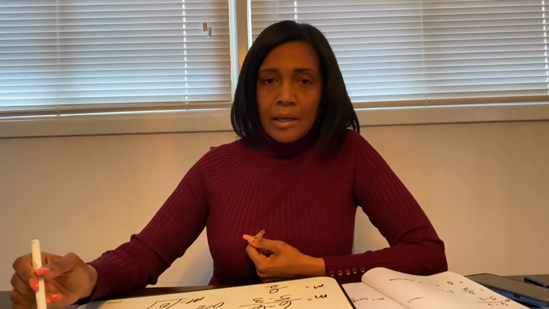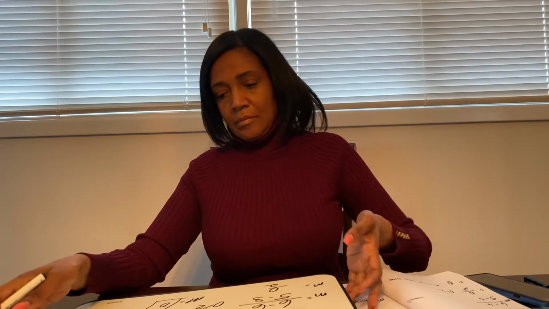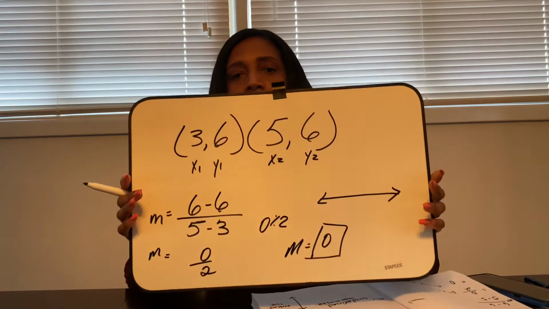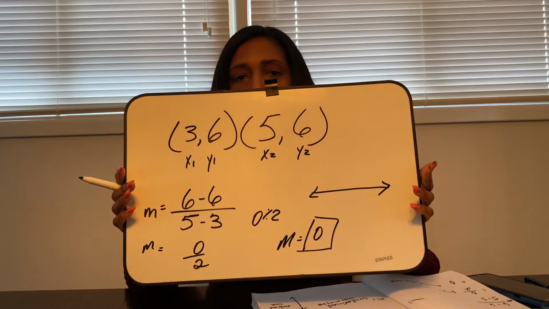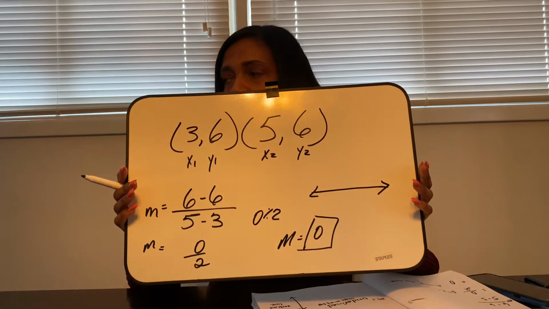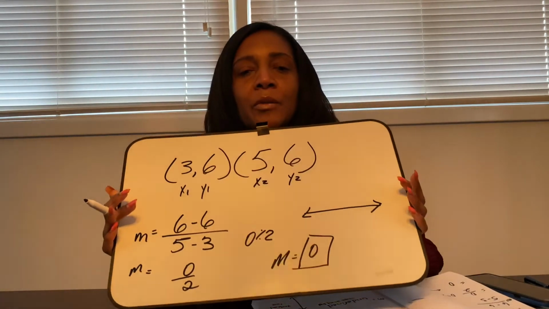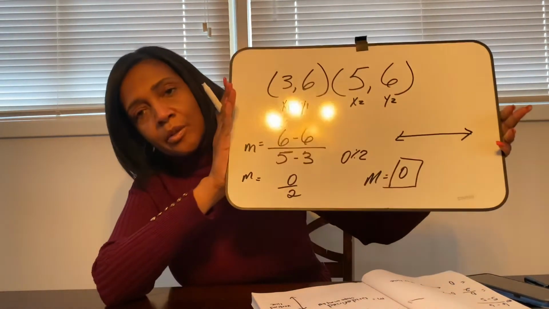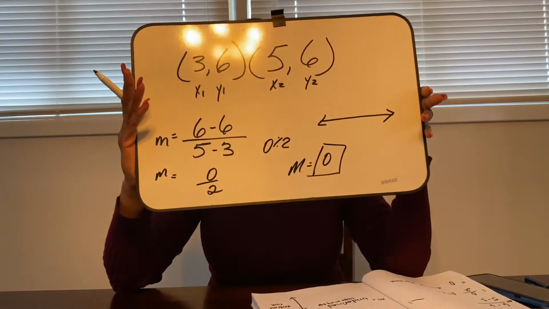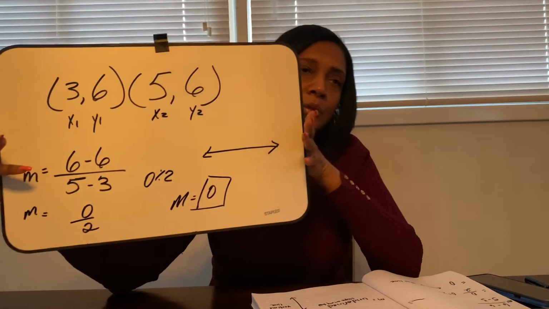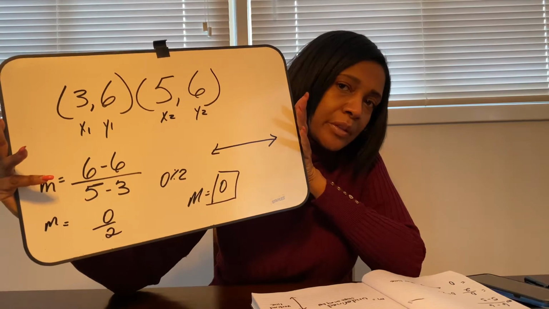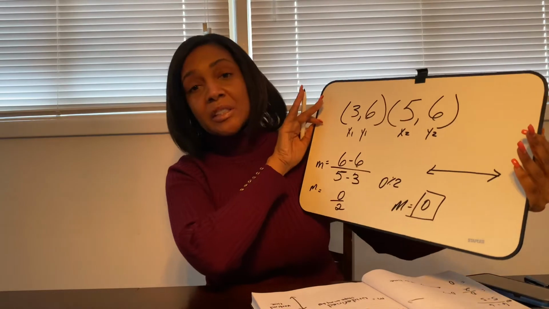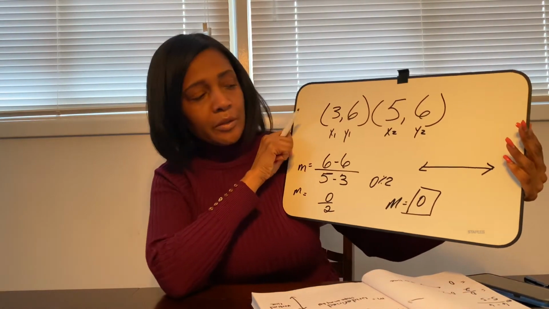So once again, I had to plug in my points. Hopefully you came up with the same answer, which is 0 over 2. Okay. So 0 divided by any number is going to be 0, and therefore your answer would be 0. My slope would be 0.